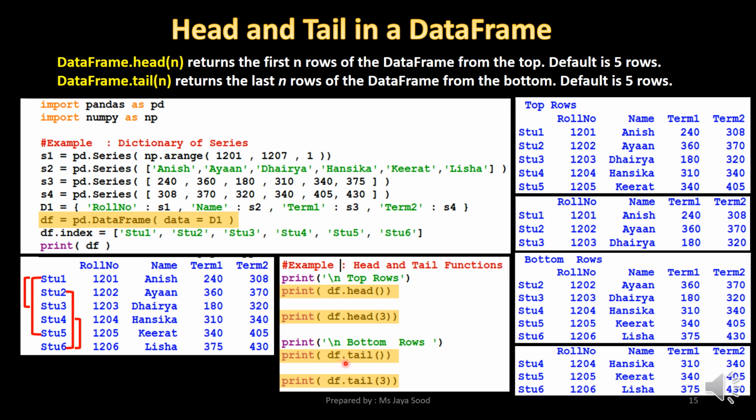Print df.tail will return the last 5 rows, that is from the row labels stu2 to stu6, as shown here in the output. Print df.tail(3) will return only the last 3 rows from the data frame, that is from the row labeled stu4 to stu6, as shown here in the output.